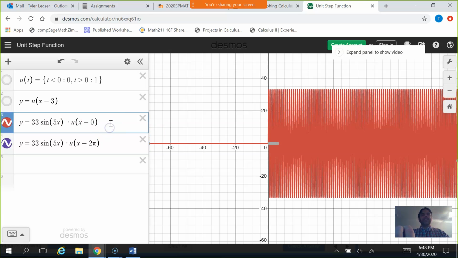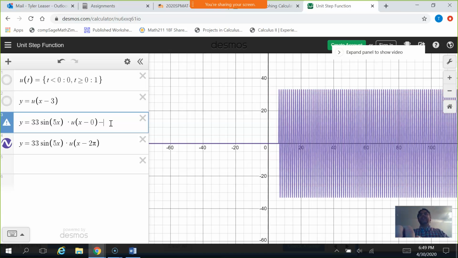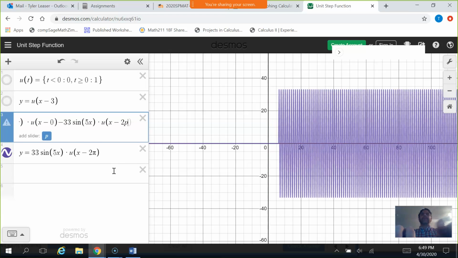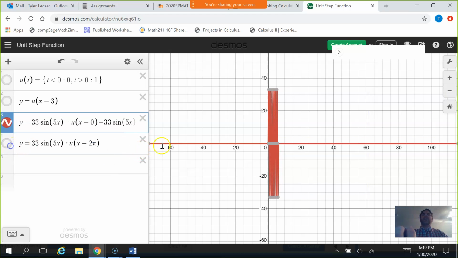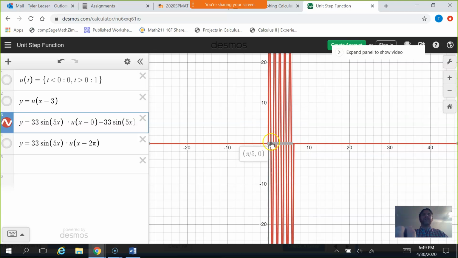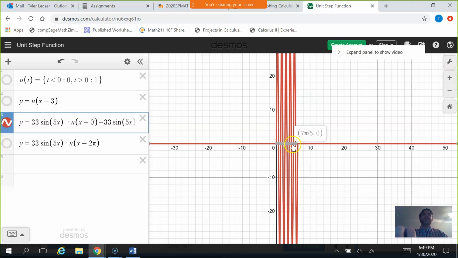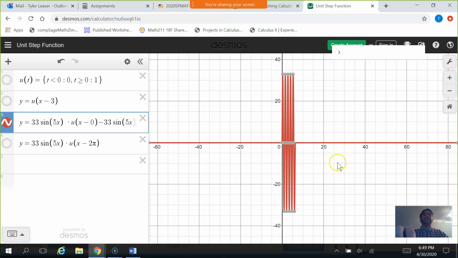So what we were doing is that we were actually taking these two things and subtracting them. The 33 sine 5x where it starts at 0 minus the 33 sine 5x that started at the 2 pi. Because when we do that, we only get the section of g in between 0 and 2 pi, the part that we care about.